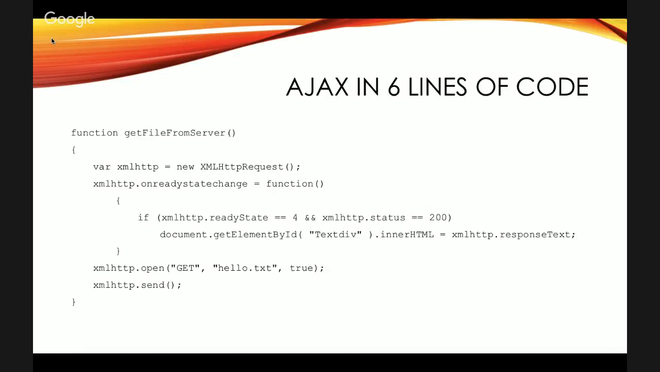I have this function, get file from server. This was a function probably called from a button push on an HTML page. We get a connection to the server. We identify the function to call when the ready state has been met. And then there's the if statement there. That's when the ready state is met, and then the work we're going to do. And then there's what we're telling the server we want, and then we're telling the server to do it.